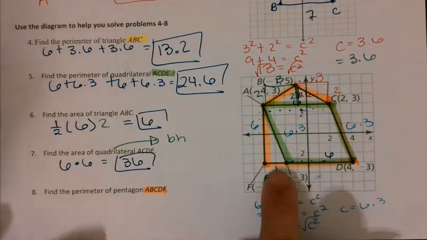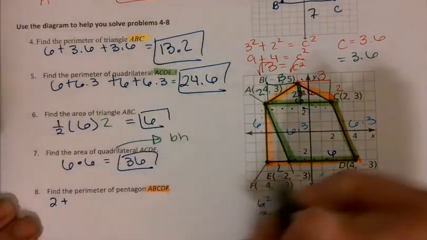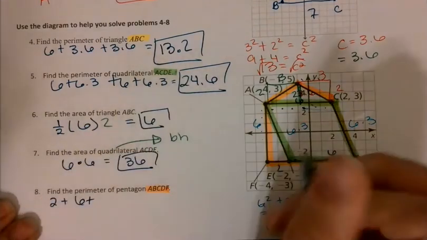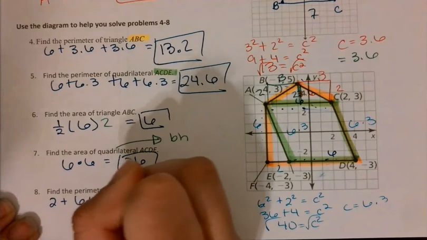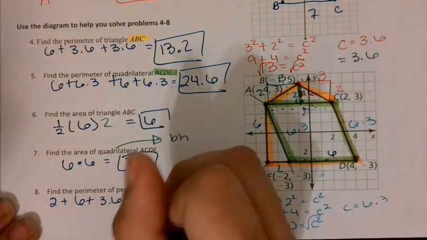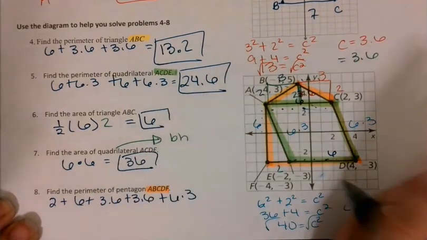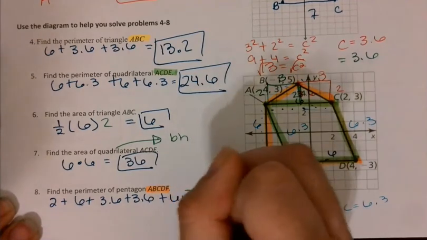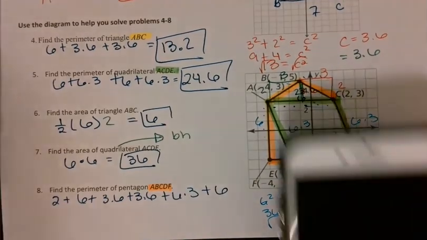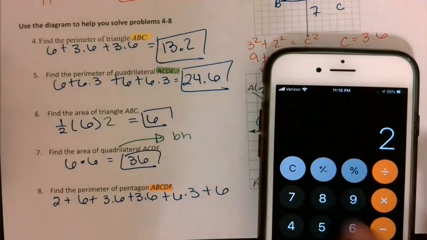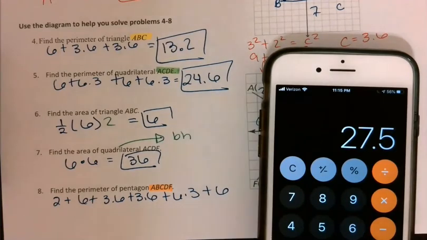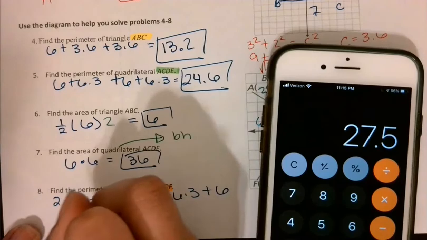So I'm going to start here with this 2. I have 2. I have 6. These 2 are 3.6 each. Then I have 6.3. And this one, which is 6. I want to add those all together. I have 2 plus 6 plus 3.6 plus 3.6 plus 6.3 plus 6, which gives me 27.5.